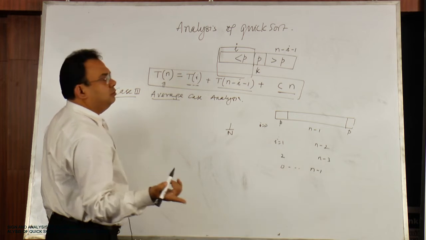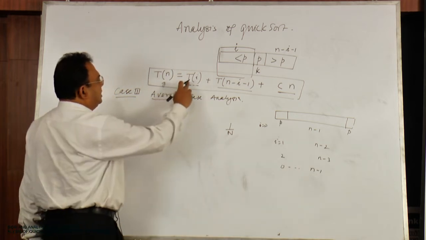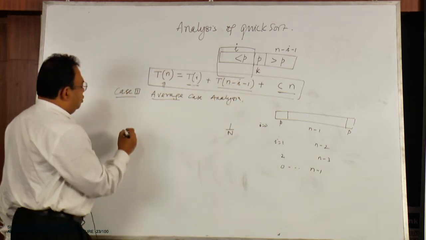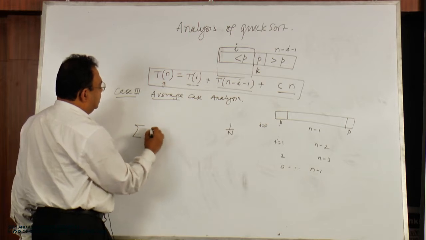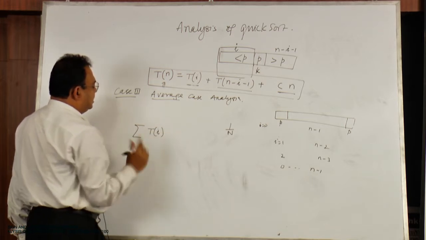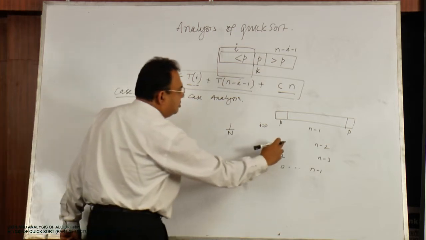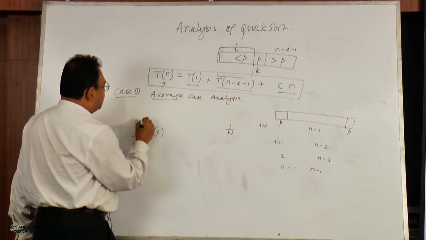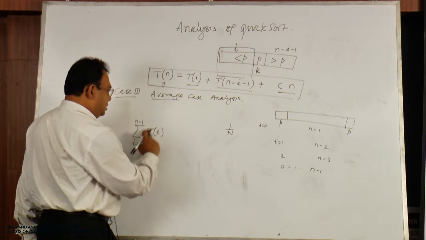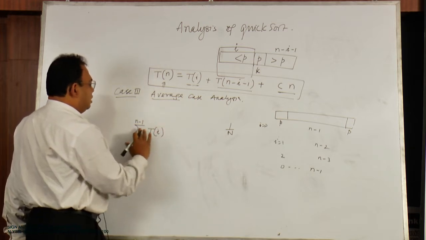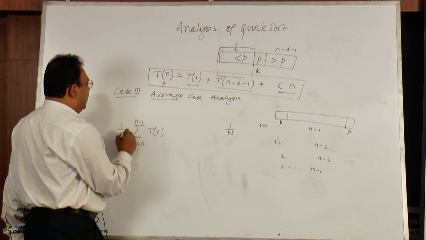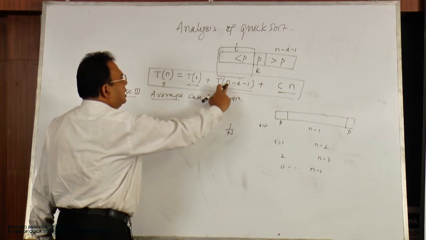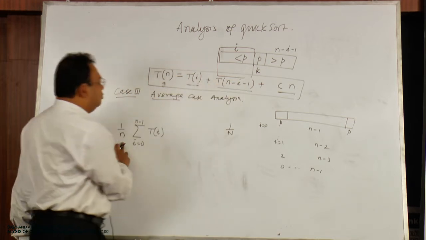So, what is the average value? The average value of T(i) as well as T(n minus i minus 1) will be the sum over T(i), where i is the size, and the possible values of i are from 0 to n minus 1. If you sum all these, these are all the possible sizes. So, the average value is this sum divided by n. This is the average value for T(i) as well as T(n minus i minus 1). Both have the same average value.